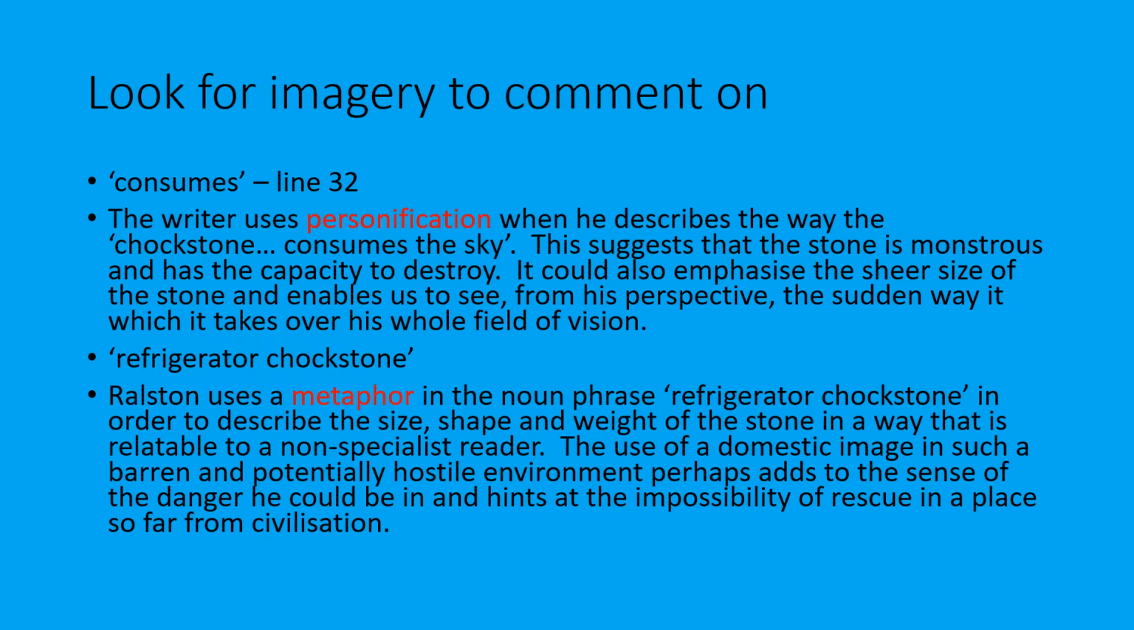First thing is the word consumes in line 32. We're going to look at a couple of examples of imagery which are interesting, and I think this is a really interesting word because the writer here is using personification when he describes the way the chockstone consumes the sky. And it seems to me to suggest that the stone is monstrous and has the capacity to destroy. Think of the word consumes: it's like the stone is eating the sky, isn't it?